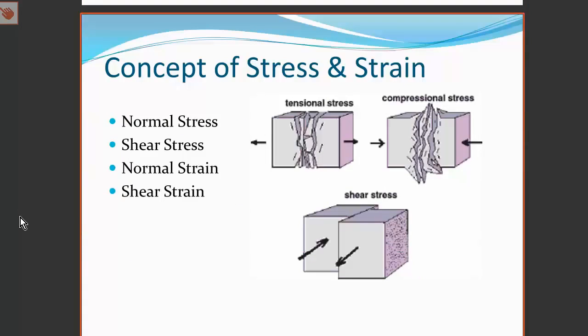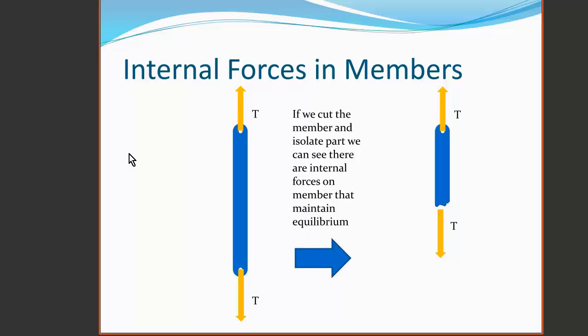First, let us look at the concepts of stress and strain in material science. There are four types of stress and strain that we are going to look at: normal stress, shear stress, normal strain, and shear strain. In order to understand what shear stress and normal stress are, we should understand that those stresses are an example of an internal force in a member.